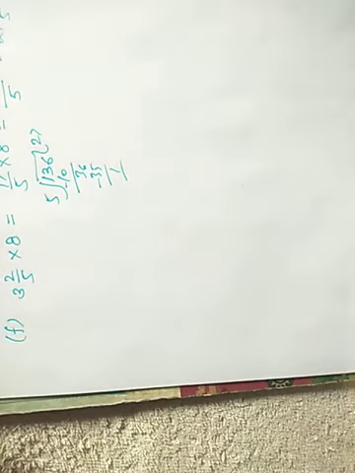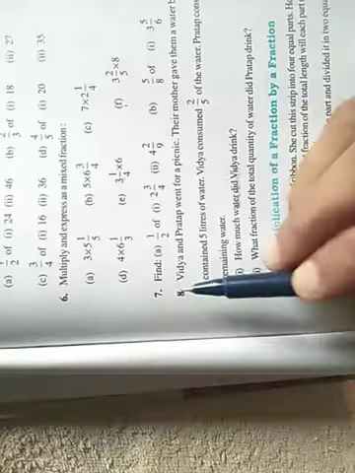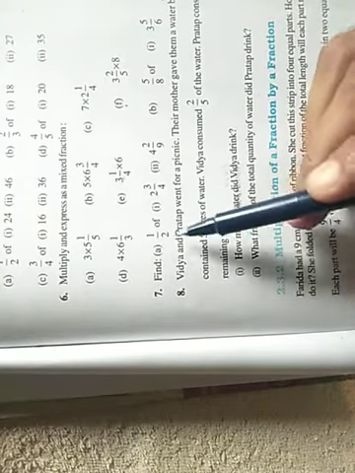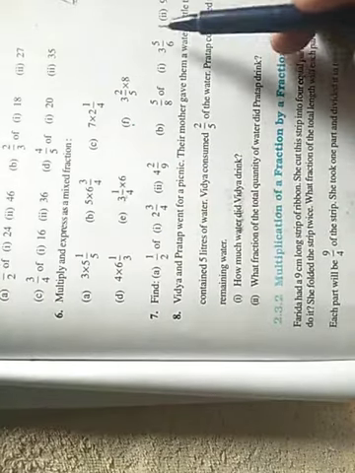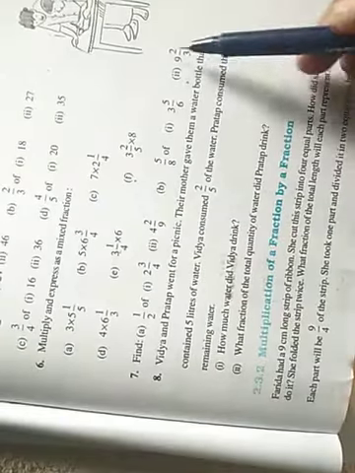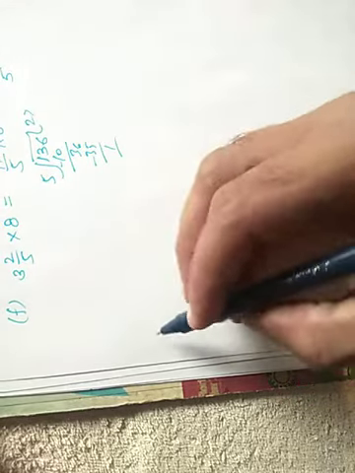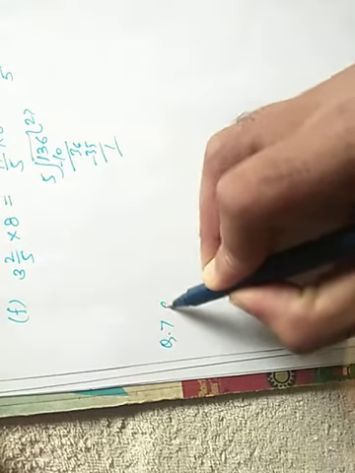Right, now we have question number 7: find 1 upon 2 of 2 3 upon 4 and 4 2 upon 9, and 5 upon 8 of 3 5 upon 6 and 9 2 upon 3. I am going to solve the A part of question number 7 here. The B part you will do by yourself.